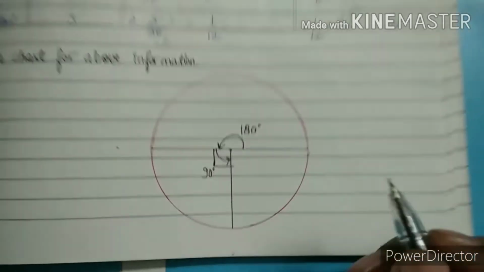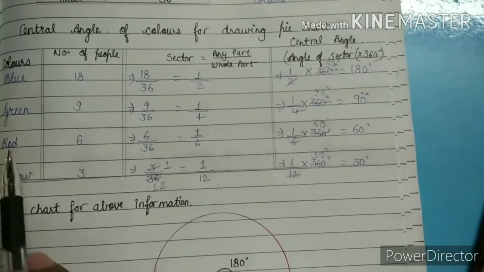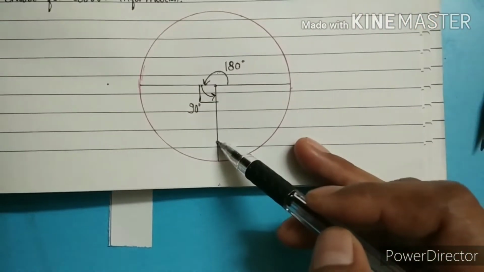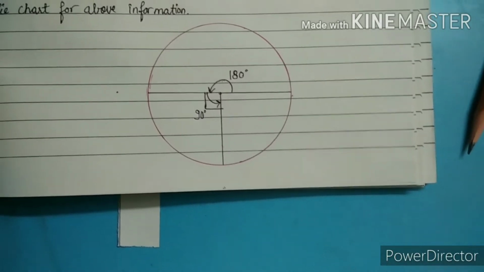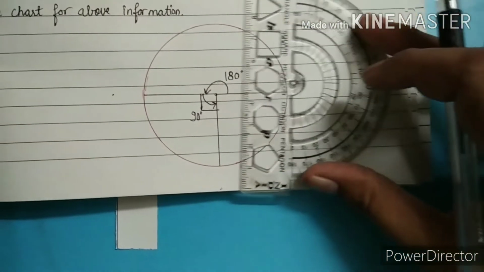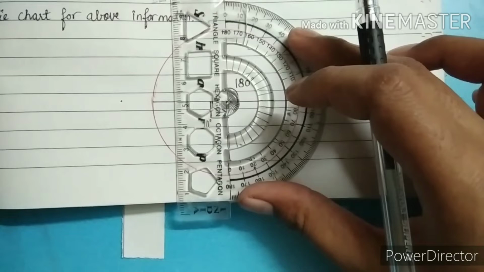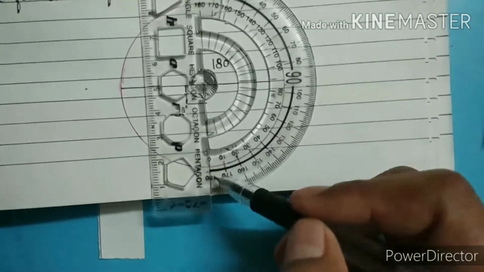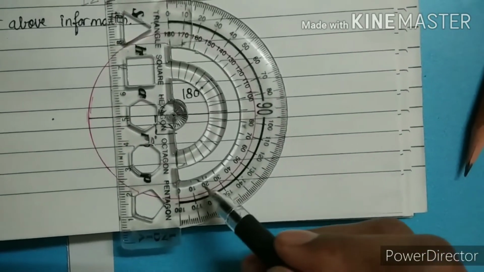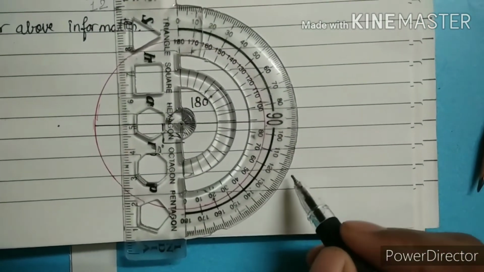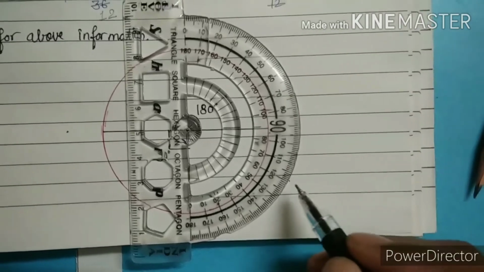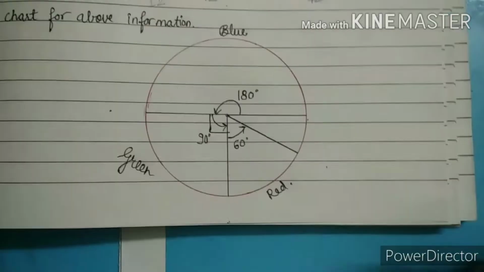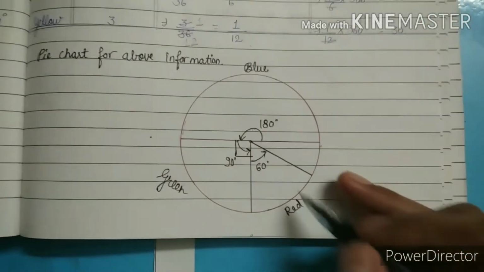Now the next color is red, having the angle of 60 degree. So this time this line will become the base for the protractor. Now the protractor will go in this manner. Here is the midpoint and here is the 0 for the base. Now as you can see, here is the 60. So I will mark a point here and join this point to the midpoint. So I made a 60 degree angle for the red color.